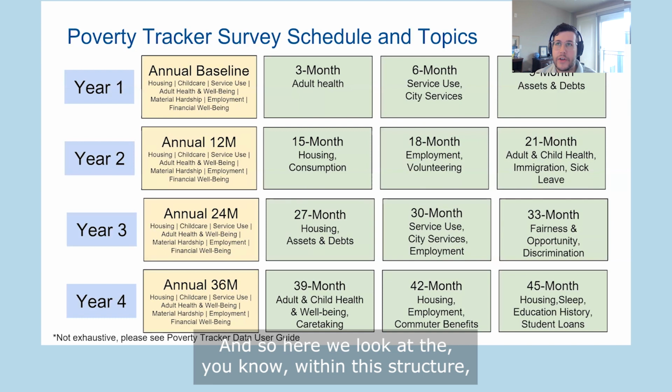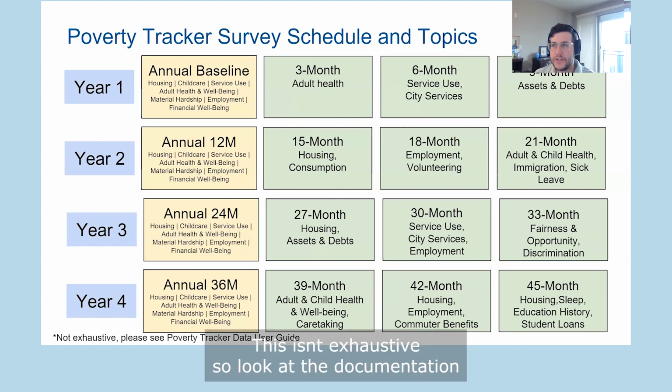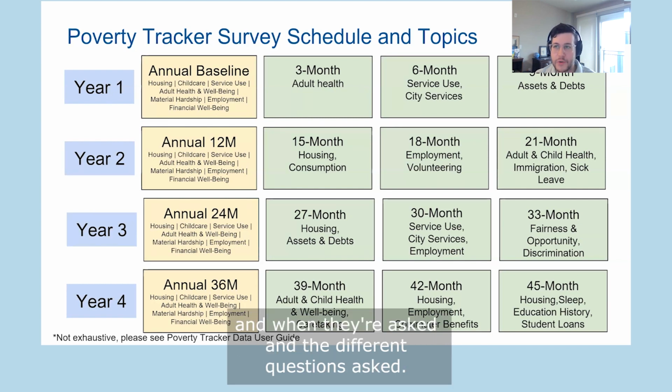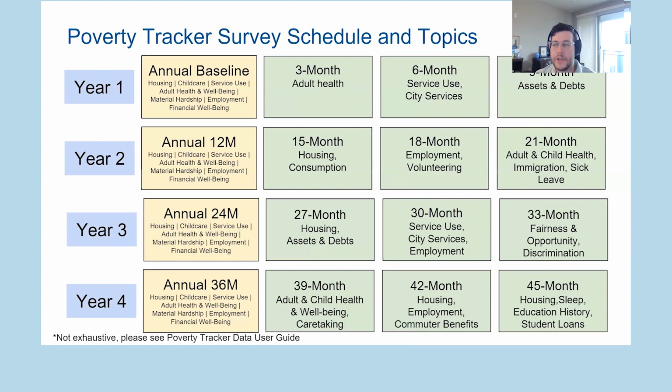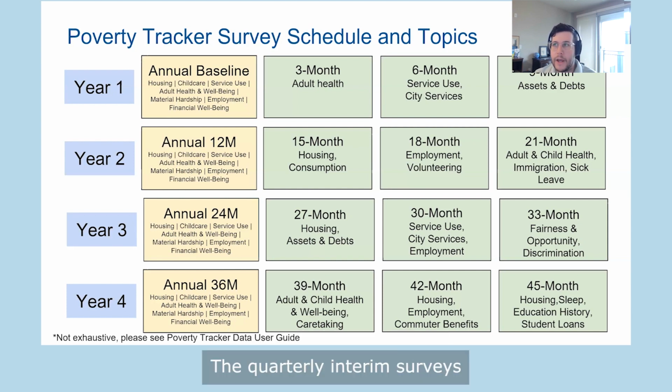And so here we look at, within this structure, the different topical modules and where they're asked in the survey schedule. This isn't exhaustive, and so you can look at the documentation we've shared that details all the different modules and when they're asked and the different questions asked within those modules. But you can see the annual surveys have our core measures and some other measures as well. And the quarterly interim surveys have all of these different topics that we ask about.